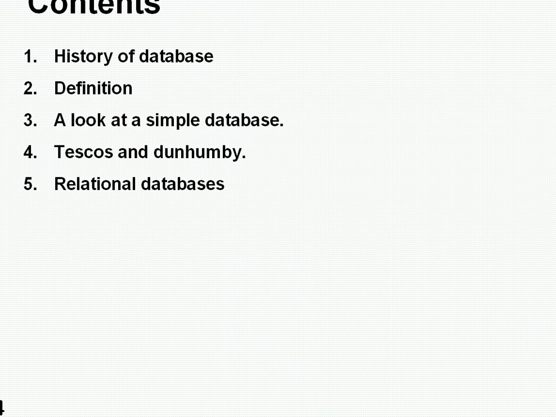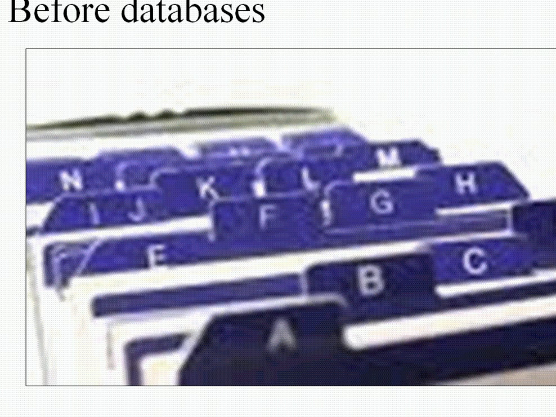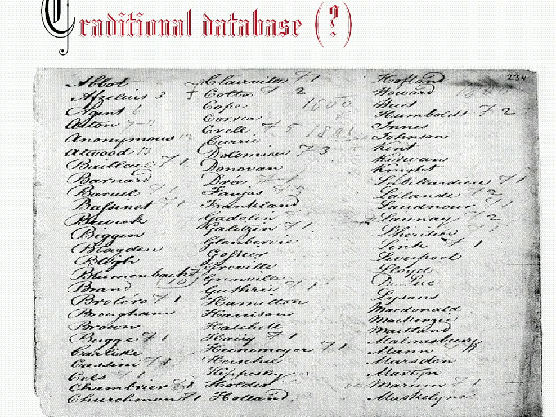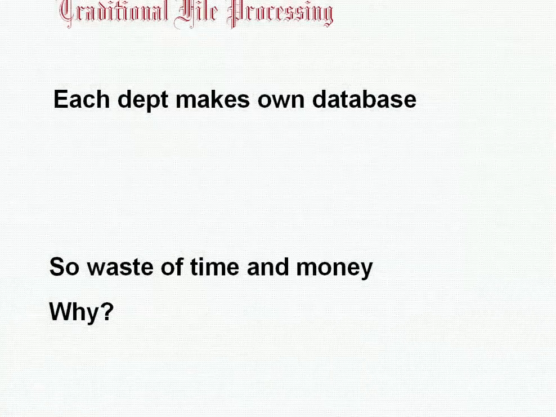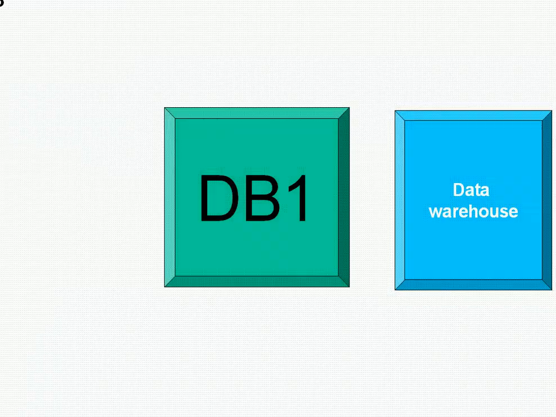Here are the contents of this lecture. Before databases, you had filing systems. You might have even had lists. You might have seen this as a traditional database. Each department makes its own database, and so you get a waste of time and money, essentially. I mean, it's useful for the individual department, but you get fragmented customer data, don't you? Because it's spread around various departments. Okay, let's have a look at this.